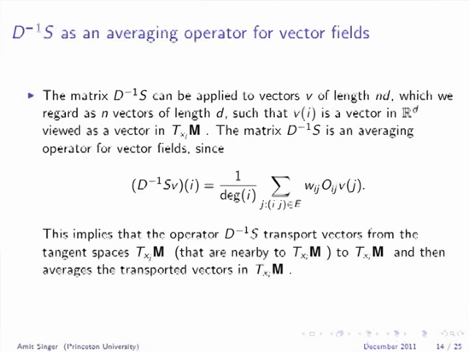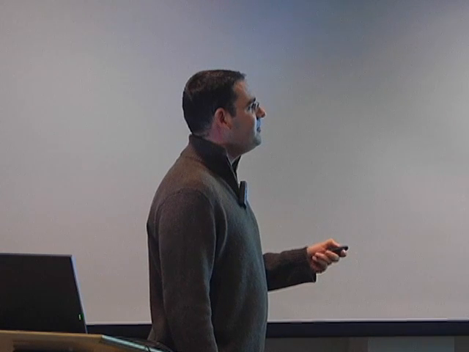So let's see what it means. We can take this matrix D inverse S. It's a matrix of size nd by nd, so I can apply it to vectors of length n times d. For example, the vector v is of length nd, and let's regard it as n vectors of size d. Each such d-tuple, think of it as a vector in the tangent plane at node i.